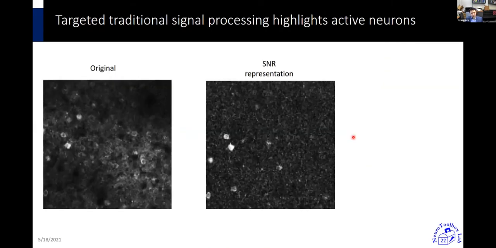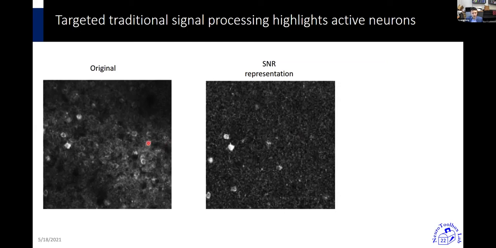The key innovation that we made here was that we tried to lessen the burden on the deep learning algorithm. We know what neurons look like. We know kind of how big they are. We know what kind of temporal waveforms they have when they fire. So we integrated those into spatial and temporal filters so that we can figure out where the active neurons are. And the results are shown here.